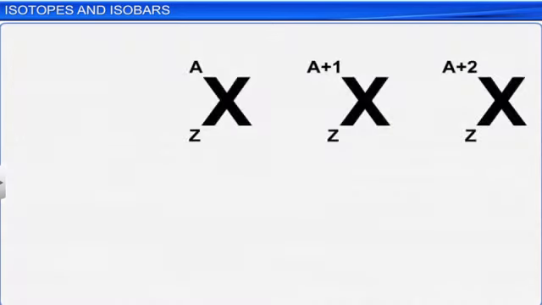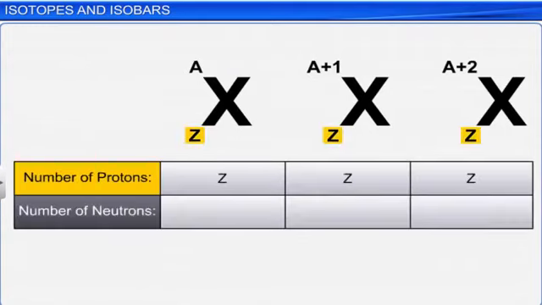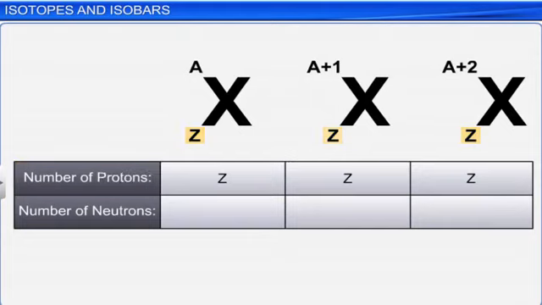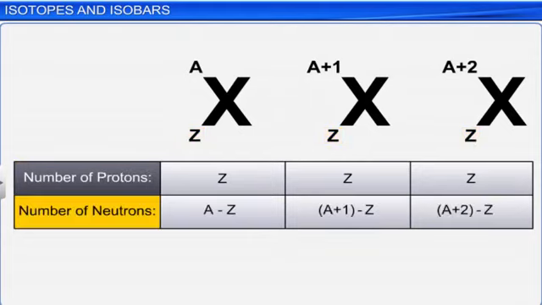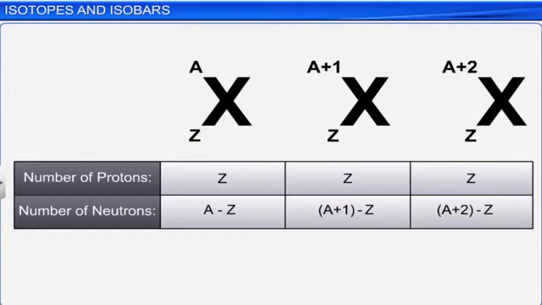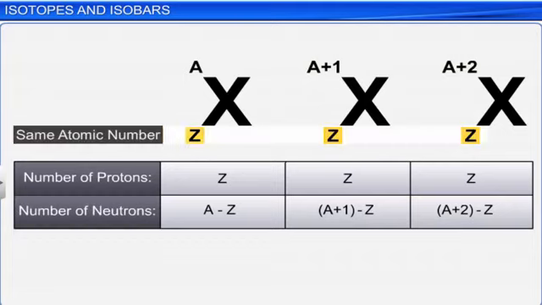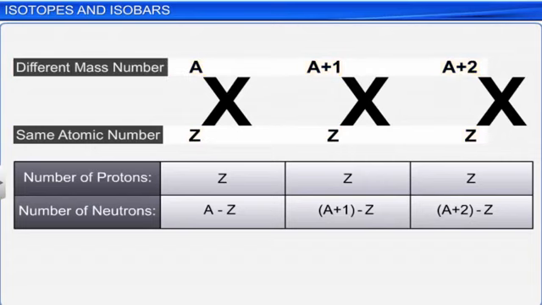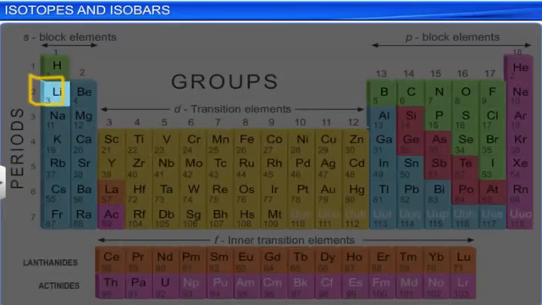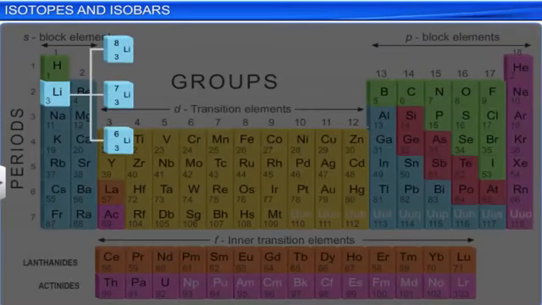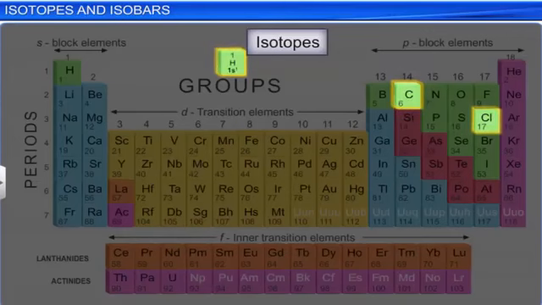In some cases, atoms of the same element may have the same number of protons, that is, the atomic number, but may have different numbers of neutrons. In other words, the atoms have the same atomic number but different mass numbers. Such atoms are called isotopes. Isotopes of the same element occupy the same place in the periodic table because they have the same atomic number. Let us look at a few examples of isotopes.